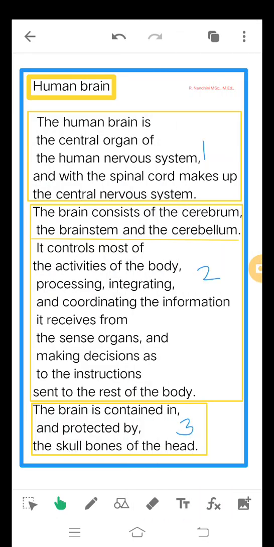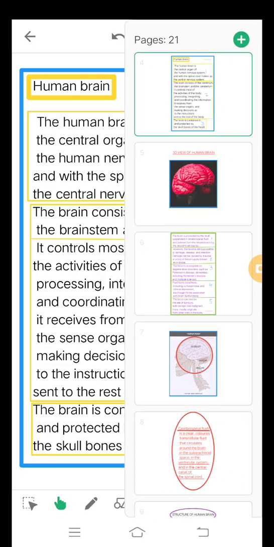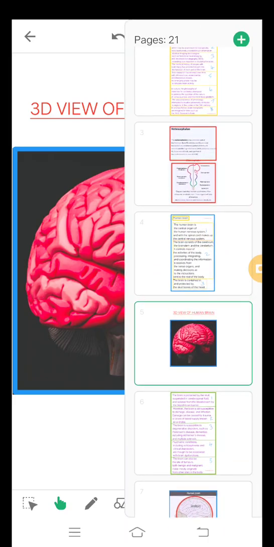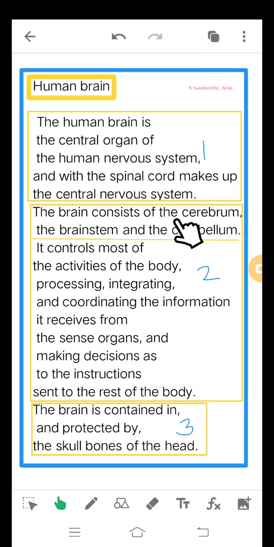Then the human brain. The human brain is the central organ of the human nervous system, and with the spinal cord makes up the central nervous system. The brain consists of the cerebrum, brainstem, and cerebellum. This is the 3D view of the human brain. The major portion of the brain is named cerebrum. This is the cerebellum, and this is the spinal cord. These three portions are very important.